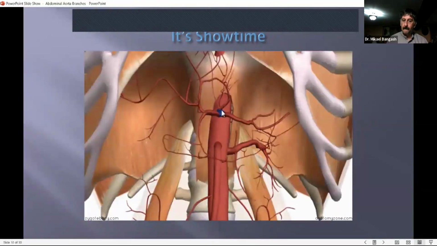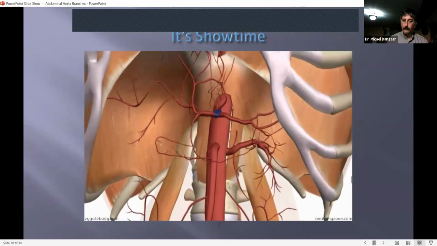So I've just brought some other structures in for reference, and you can see the aorta piercing the diaphragm and the celiac trunk just after this point. And this is at the level of the upper border of lumbar vertebra L1.